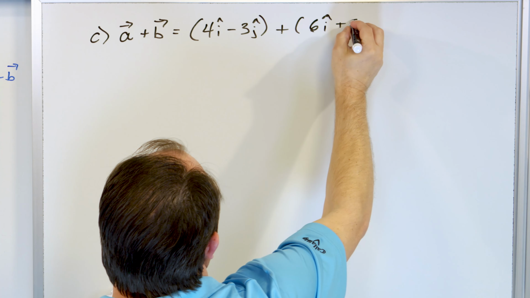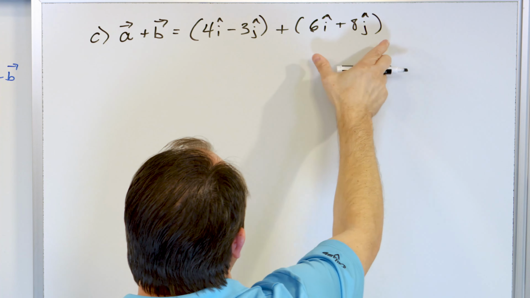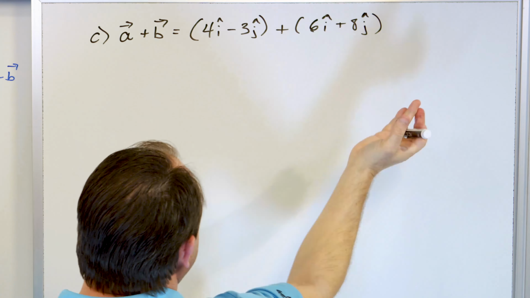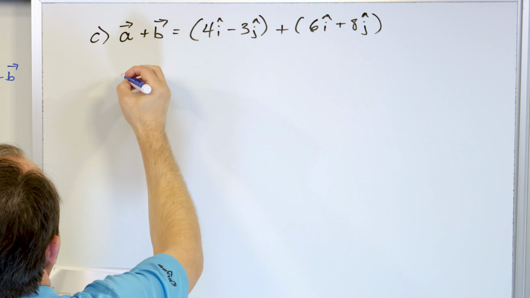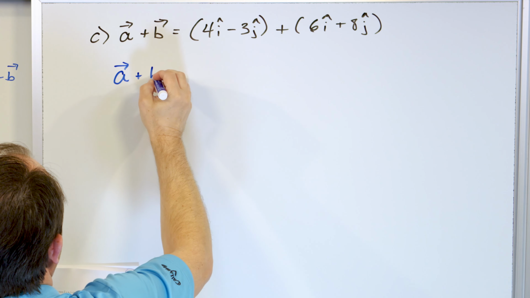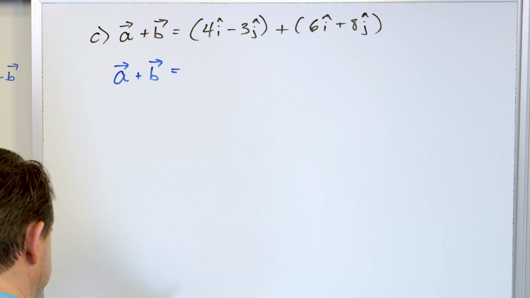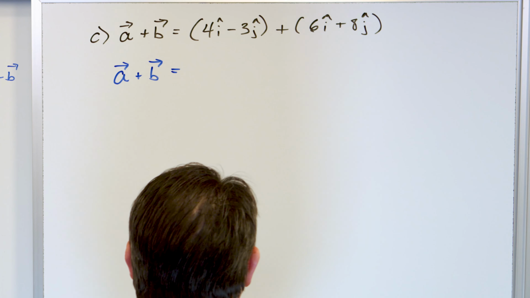6i plus 8j. I put the parentheses here just to group it, but really they don't matter. I can just disregard them when I do the addition. And so A plus B, the vector resultant, is basically what I'm going to do: I'm going to add these vectors together.